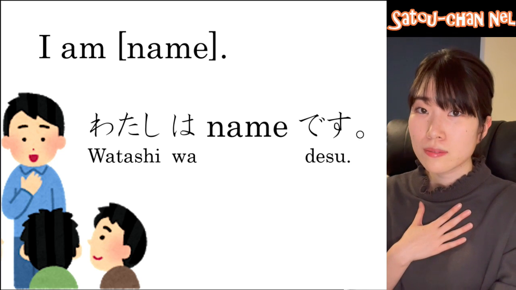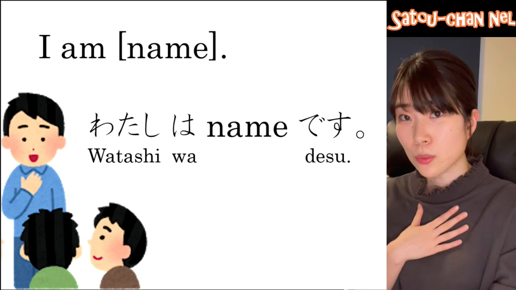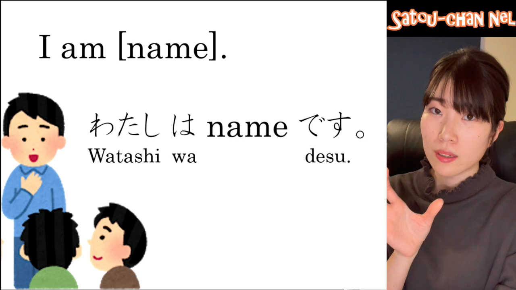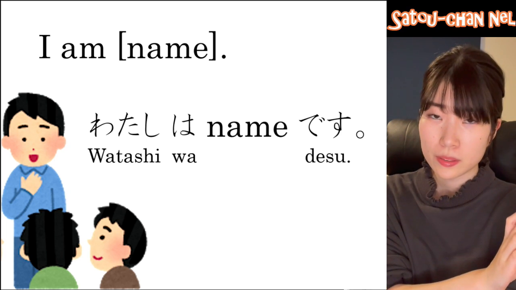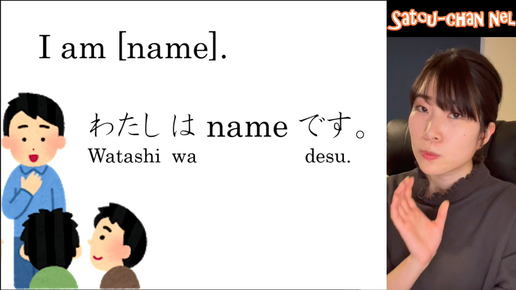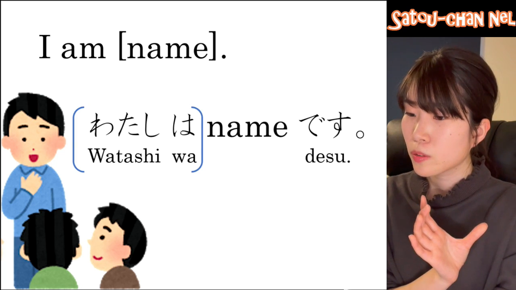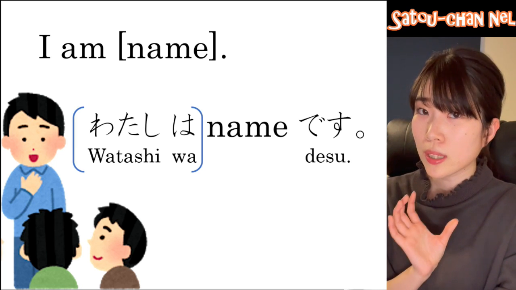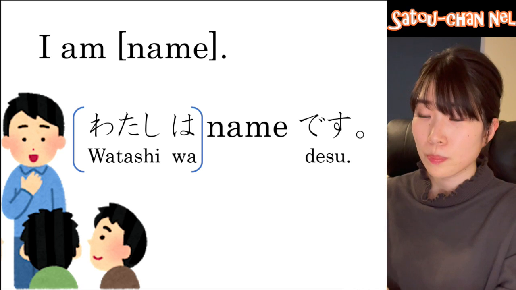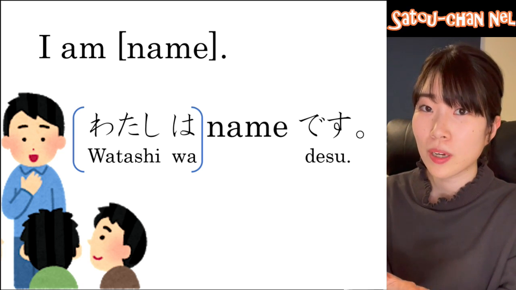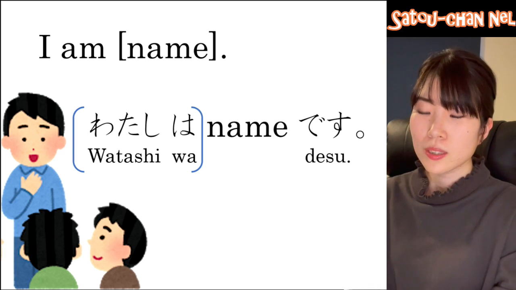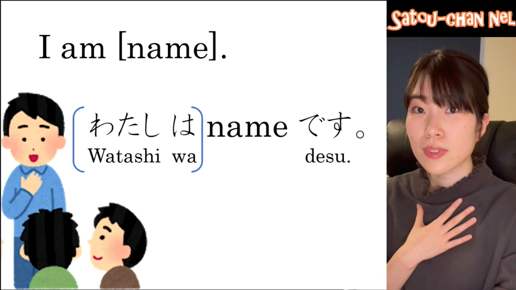First, please tell me your name. 私は佐藤です。I'm Sato. 私は and your name and this is a full sentence. You can drop this part, 私は. You don't need to say this because it's clear that you're talking about yourself. So just 佐藤です。It's fine.